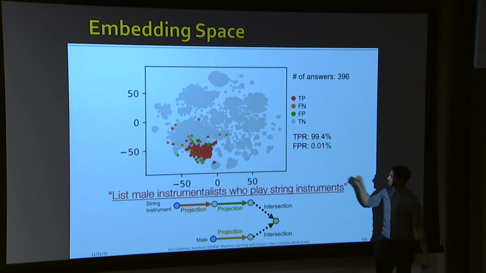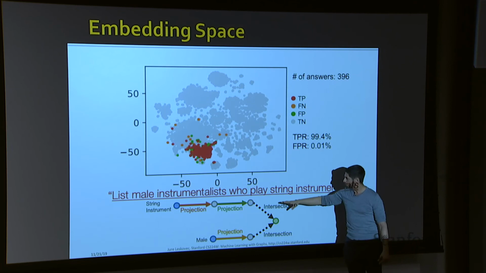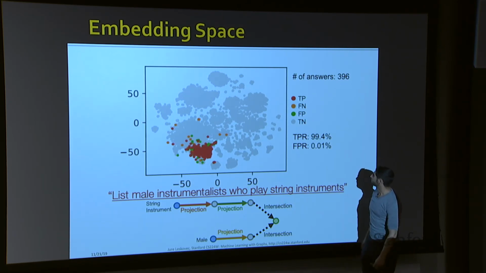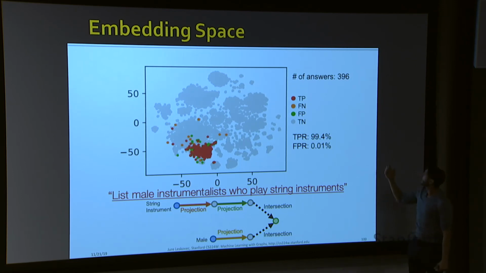So with this example, which is quite complicated, as it is a path query with an intersection at the end, we still achieve a very high true positive rate and roughly 400 answers.